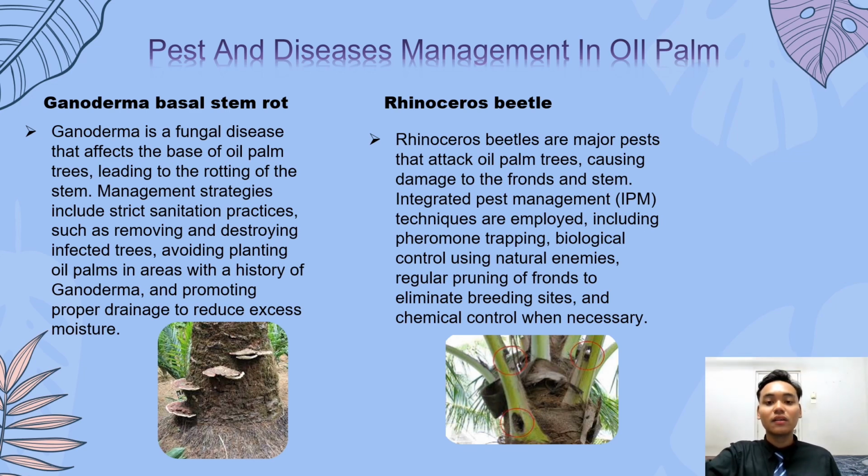Next, rhinoceros beetles. Rhinoceros beetles are major pests that attack palm trees, causing damage to the fronds and stem. Integrated pest management (IPM) techniques are employed, including pheromone trapping, biological control using natural enemies, regular pruning of fronds to eliminate breeding sites, and chemical control when necessary. This is an example picture of pest and disease.